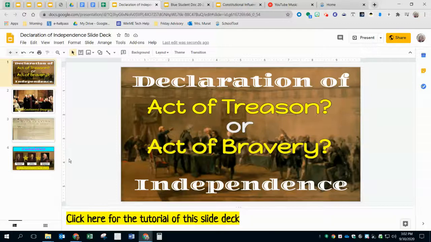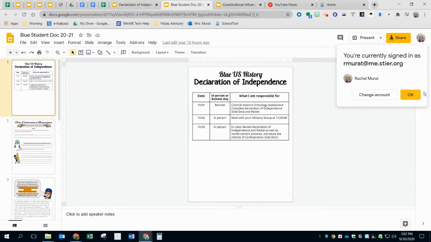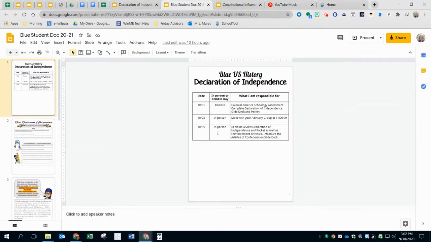Here is a quick overview of the Declaration of Independence, Act of Treason, or Act of Bravery slide deck. So I'm glad that you found the tutorial down in the speaker notes. The speaker notes are an important part of the slide deck because there are oftentimes instructions in there for you. If you'll notice on your student doc, you have your calendar on the first page, and obviously blue and gold are going to have different days.